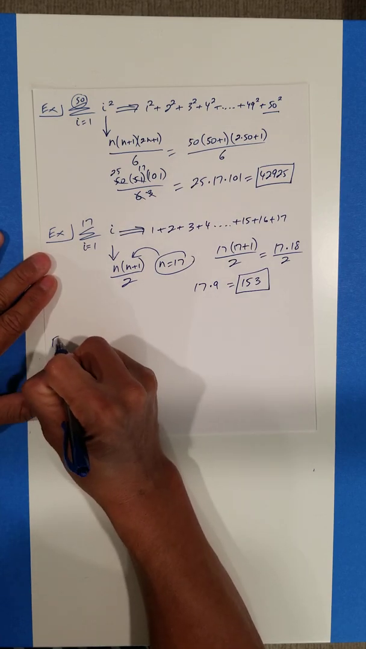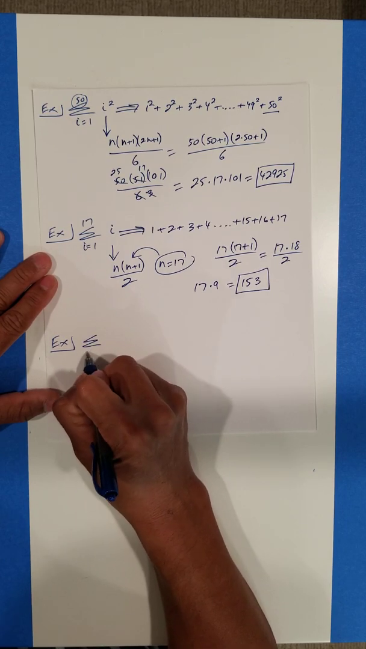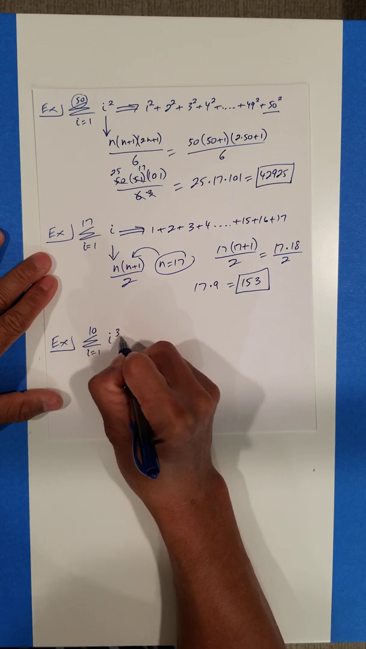Okay, one last one. For example, let's say cube. Summation of i equals 1 through 10 of i cubed.